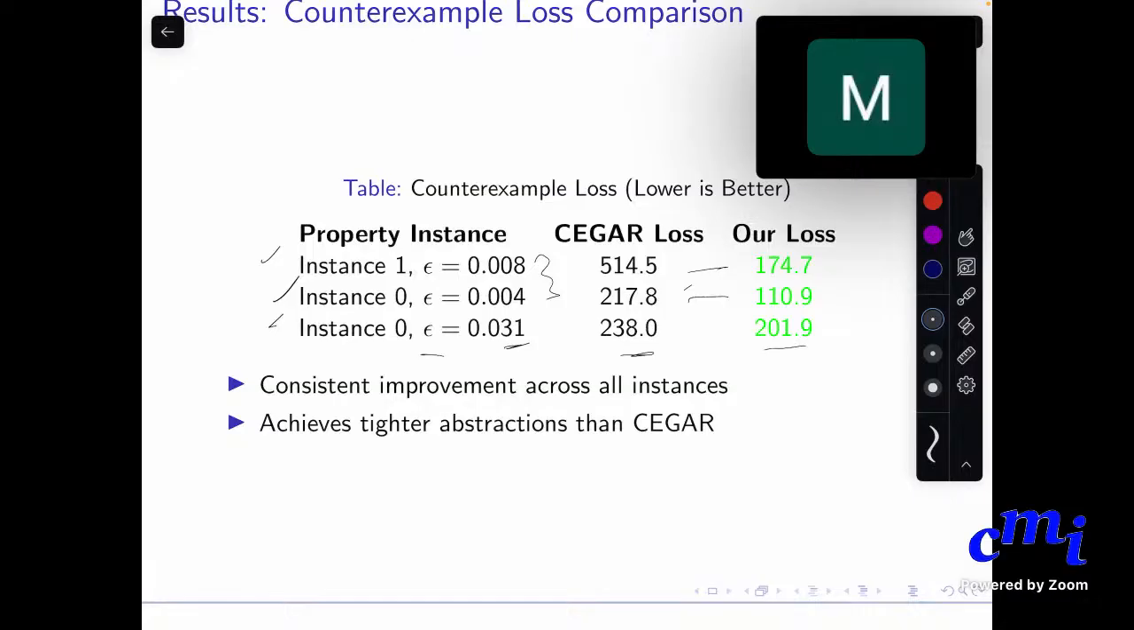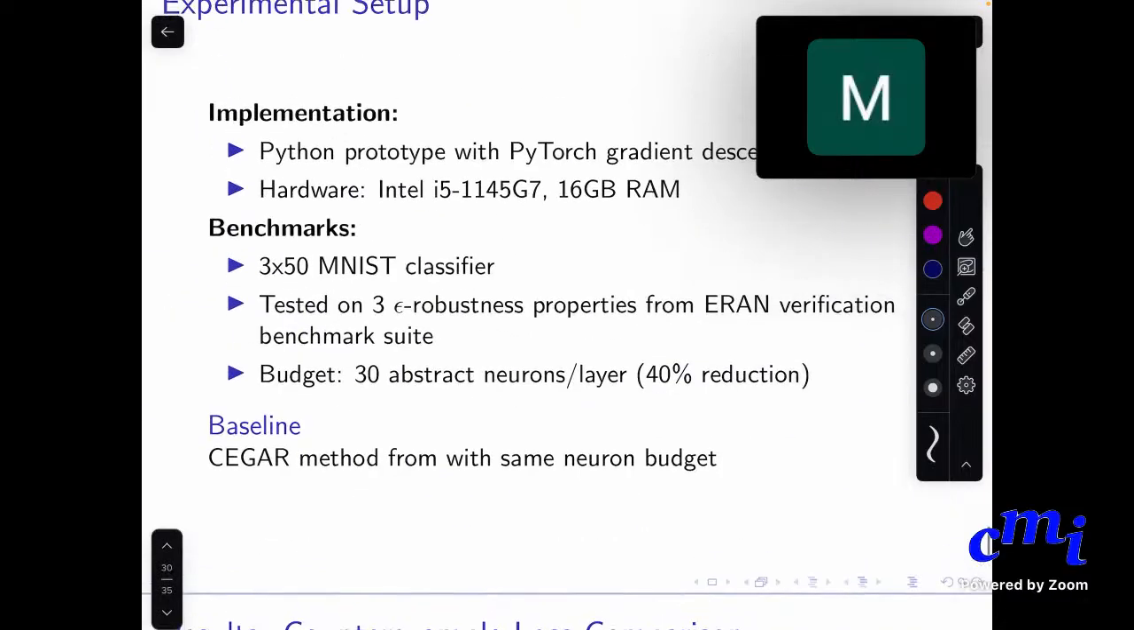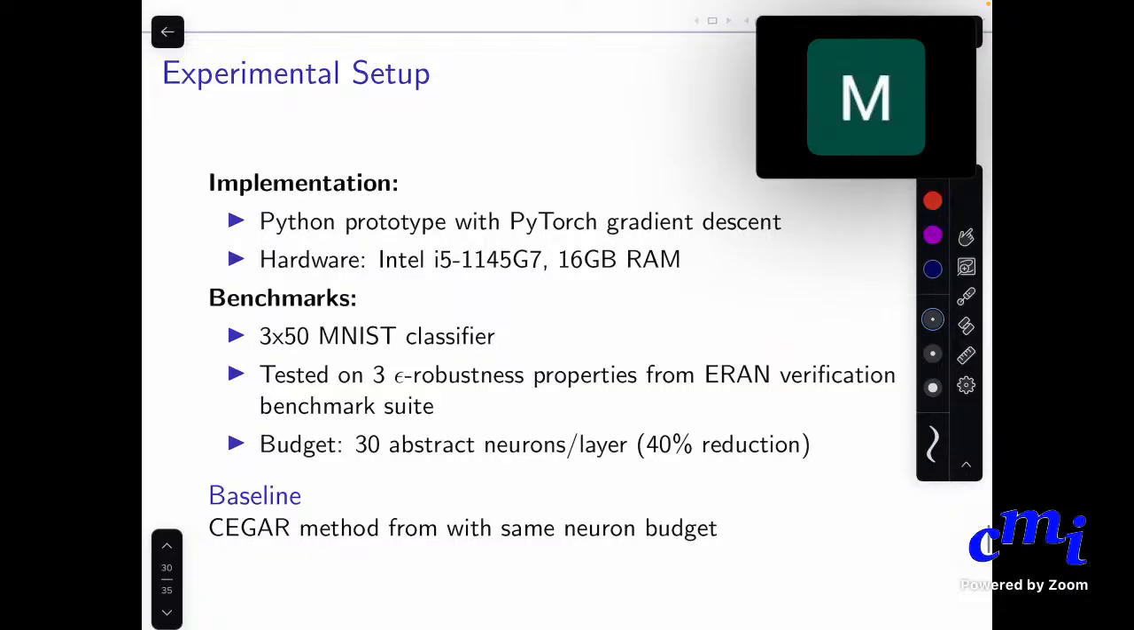In the actual experiment for calculating these numbers, they must have fixed a particular K, no? Oh yeah, that was there. I mentioned it. It was 30 abstract neurons, and a 40% reduction. So these were the comparisons for those epsilon numbers.